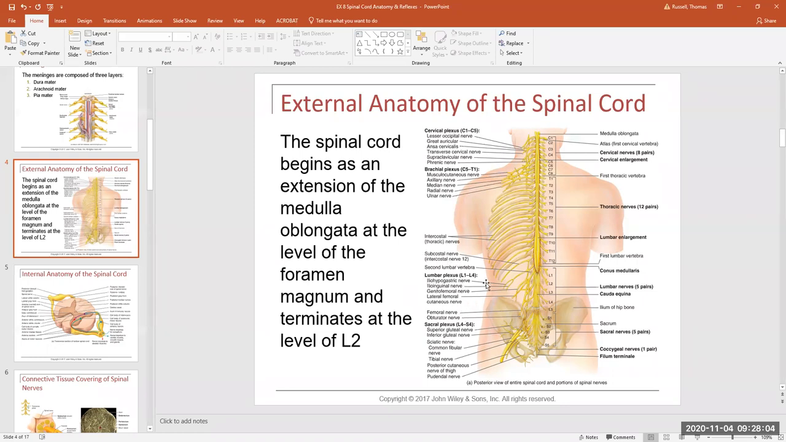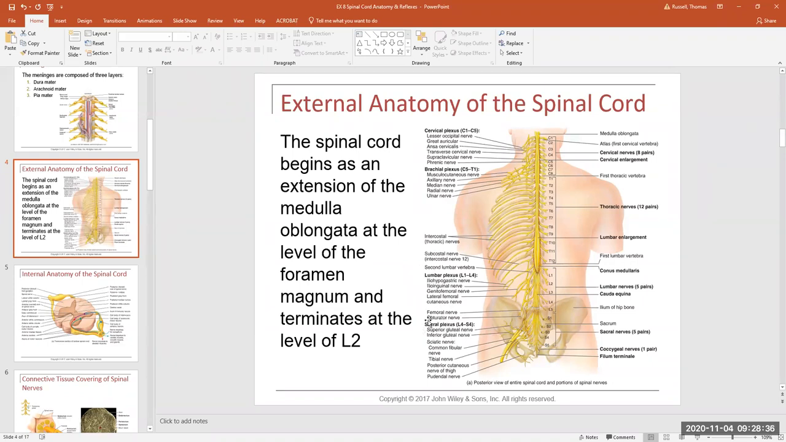We then have a lumbar plexus, L1 through L4. Several nerves come off of it, right? But really two important nerves that come off of the lumbar plexus are your femoral and your obturator nerves. All right, the femoral and obturator. So try and observe those on that model. After I get done today, you can go pull up the model, start looking at that.